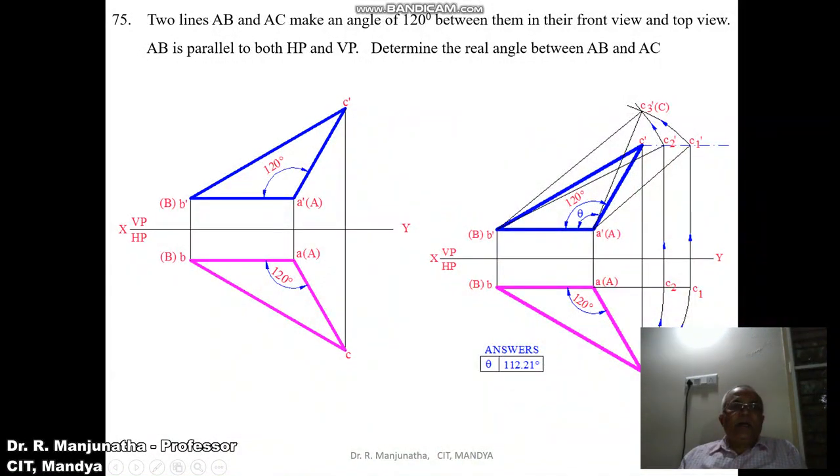So it says two lines, capital AB and AC, make an angle of 120 degrees. Here it is given in their front view and top view, so that means he has given the apparent inclination of both the front view and the top view. But capital AB is parallel to both HP and VP, so he has given the true length of capital AB. Determine the real angle between capital AB and capital AC. That is what we need to find out.